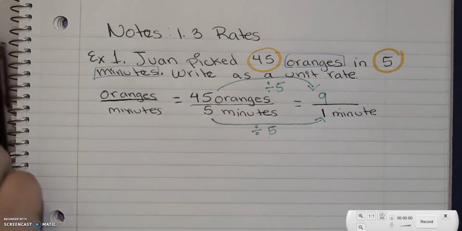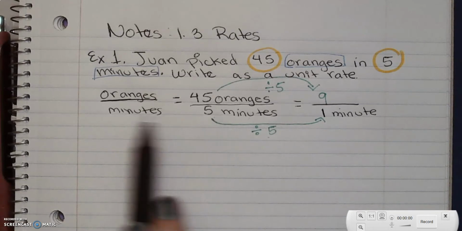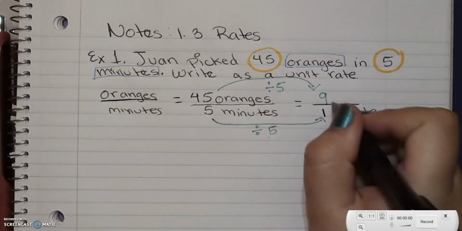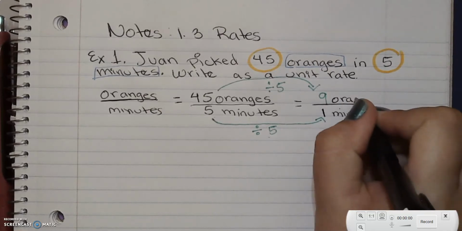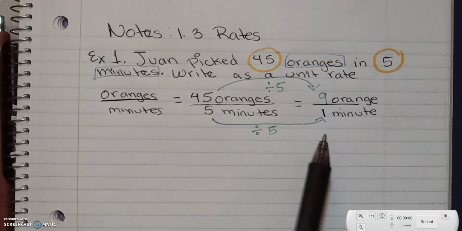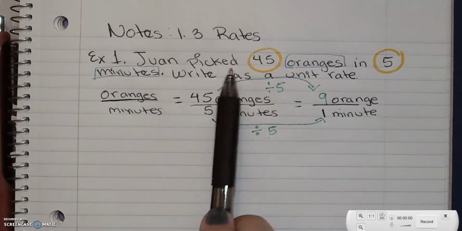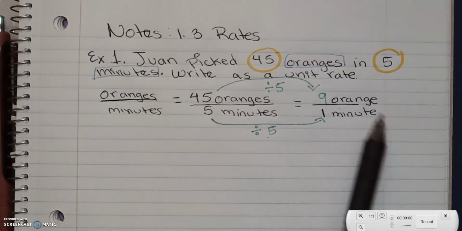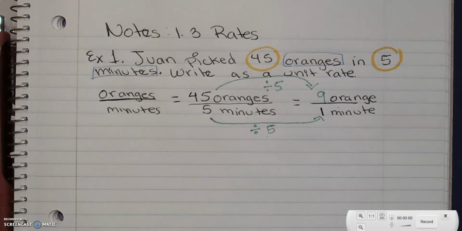Okay, so 9 what? Well, we have to put the units together. They are all oranges up here. So I'm going to put oranges. So that means that Juan is able to pick 9 oranges in 1 minute. Okay, unit rate, you're always looking for that 1 as a denominator.